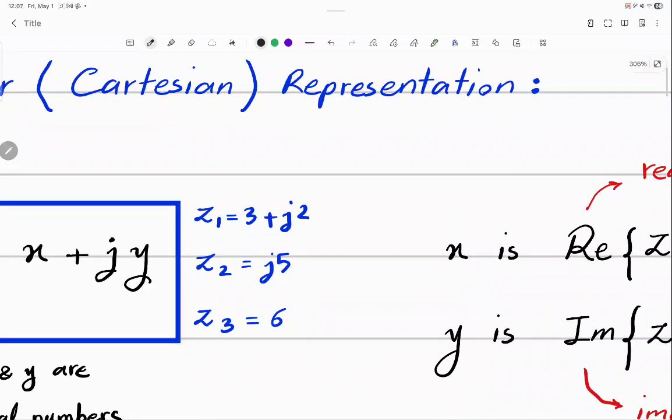How about z2? What is the real part? 0. What is the imaginary part? 5. z3. What is the real part? What is the imaginary part? So can you verify if this statement is true? Any real number is actually a complex number. Real numbers are a subset of complex numbers, right? The only thing is that their imaginary part is 0, okay?